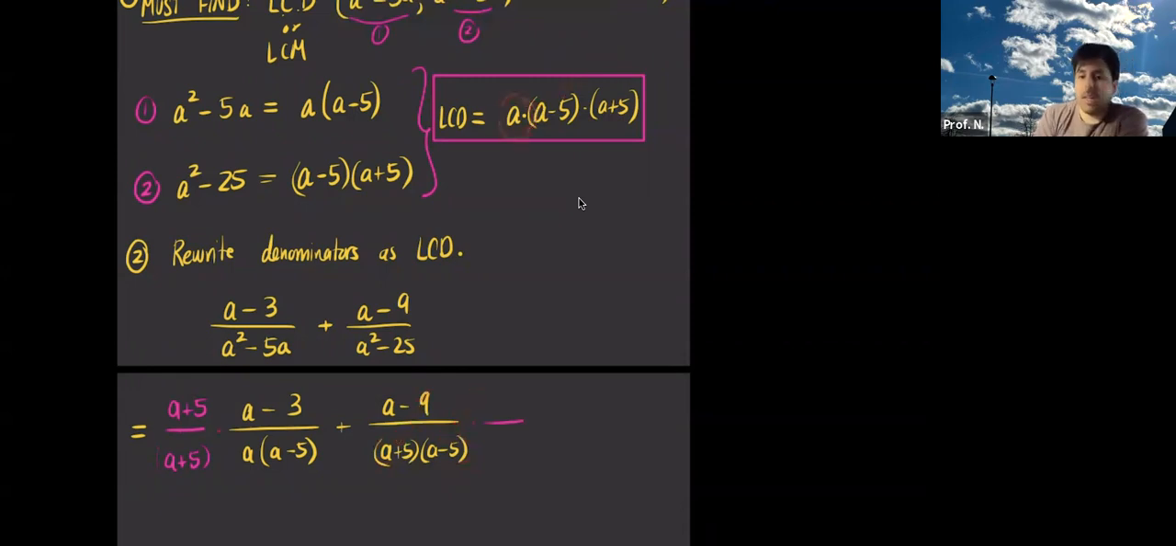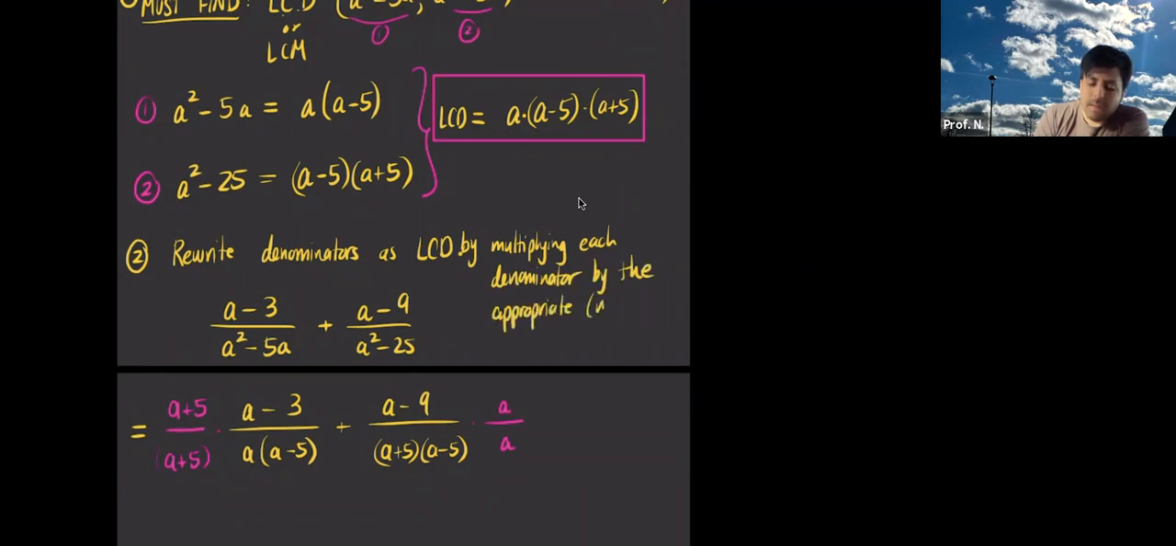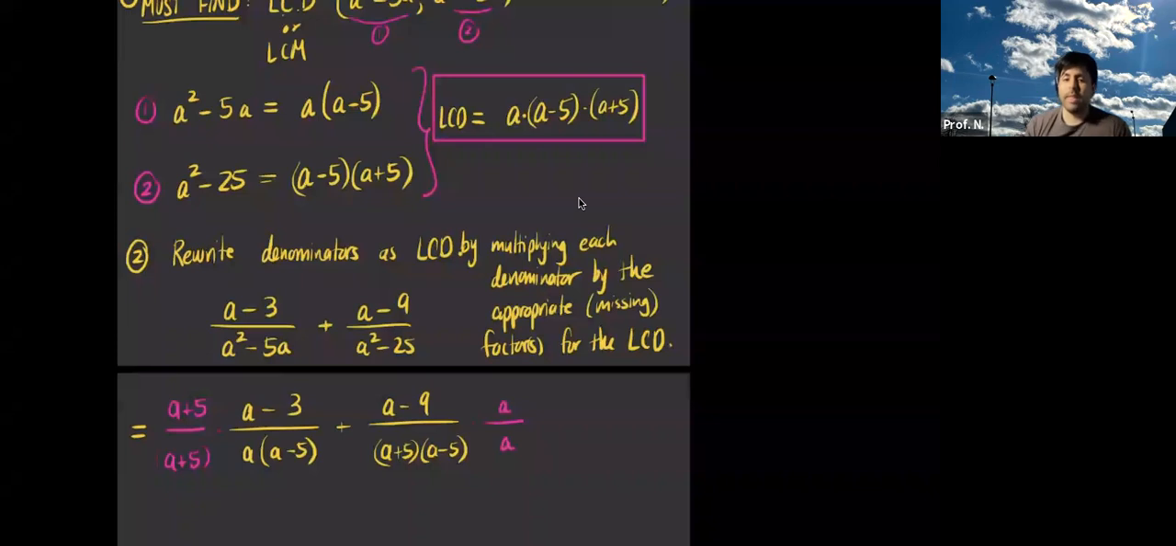What's missing? An a. If it's missing an a, I'm going to multiply the top and bottom by a. So we rewrite denominators as the LCD by multiplying each denominator by the appropriate, or in this case, you can think of it as the missing factors for the LCD. That's why the LCD must be identified first. Then you know what to multiply each denominator by, so you get the LCD.